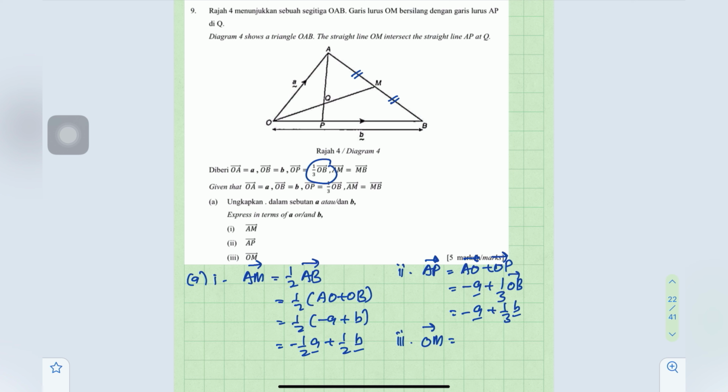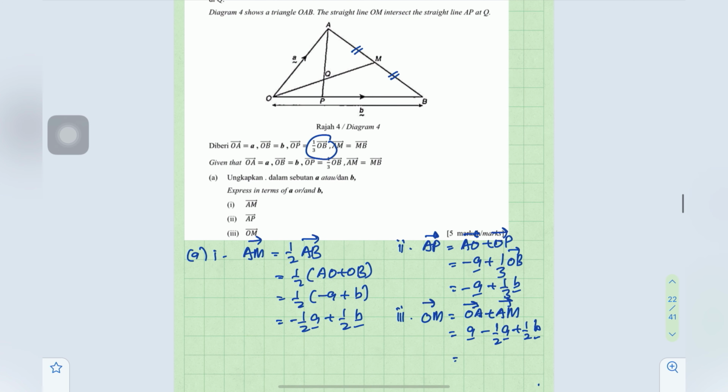The third one, vector OM. Okay, from the diagram, OM equals to OA plus AM. OA plus AM. Okay, so OA kita tahu A. AM tadi dah dapat kan? Negative 1 over 2 A plus 1 over 2 B. Okay, so kita masukkanlah. Okay, so kita dapatlah 1 over 2 A plus 1 over 2 B.